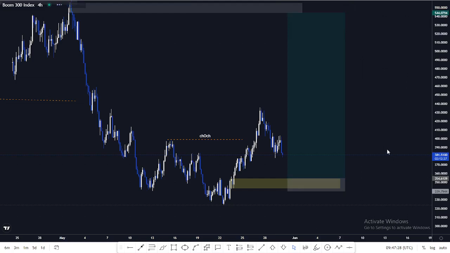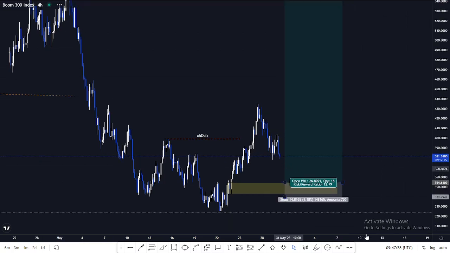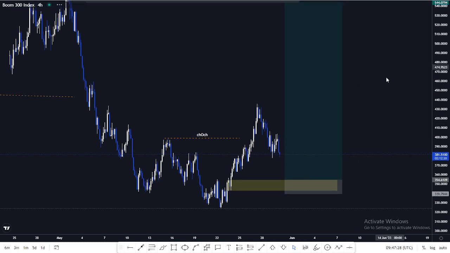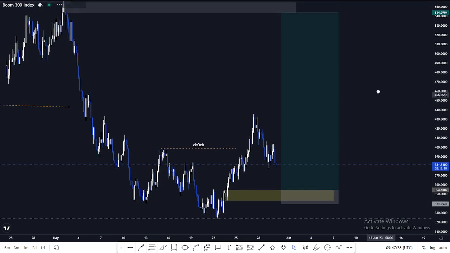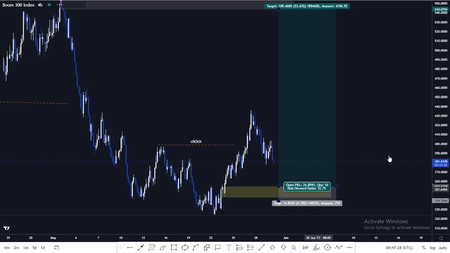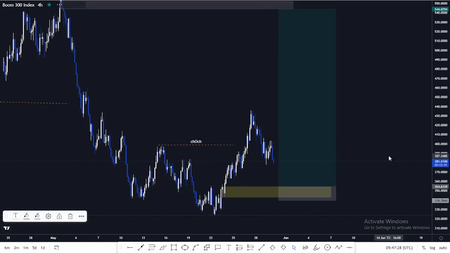It's worth it. So remember, once it comes into the zone, wait for a change of character and pullback into a demand, fair value gap or order block. Once we do that, then you can enter our swing buys on Boom 300.